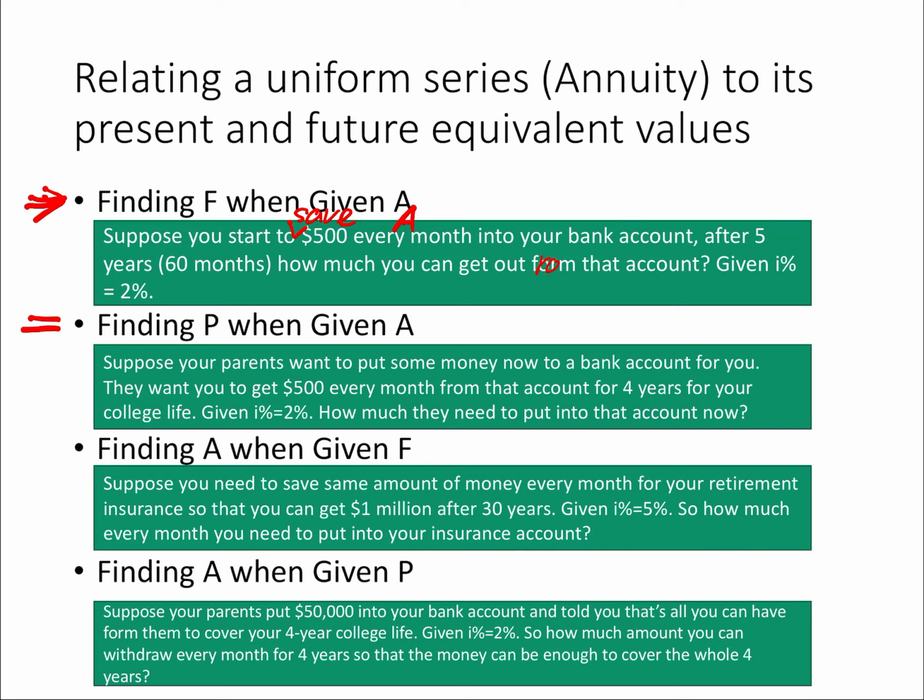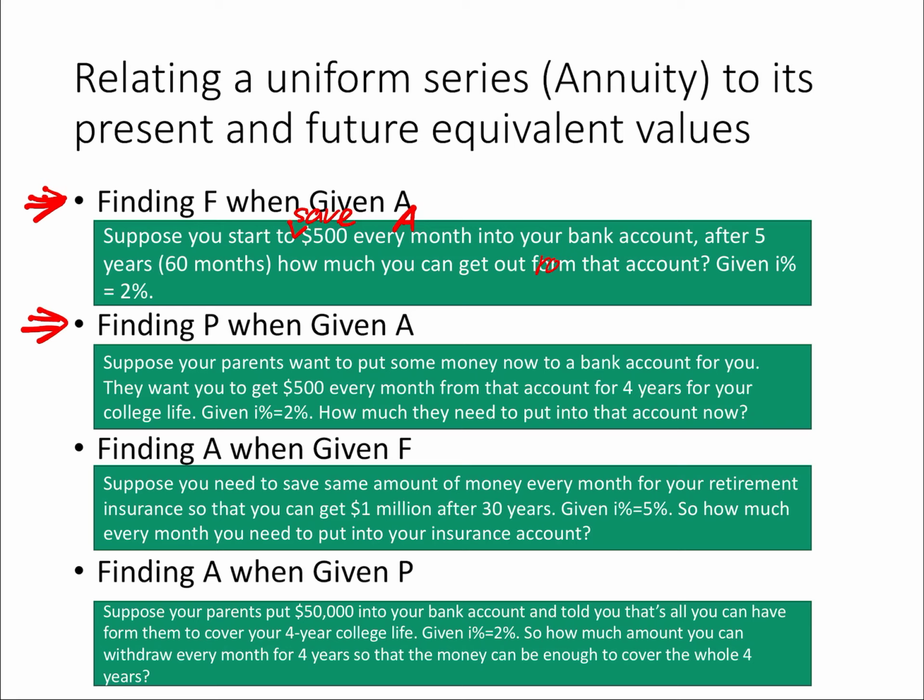Very useful, right? The second scenario is to find P when given A. Suppose your parents want to put some money now into a bank account for your college life. What they want is that you can get $500 every month from that account for 4 years for your college life. So you can get $500 out from that account.